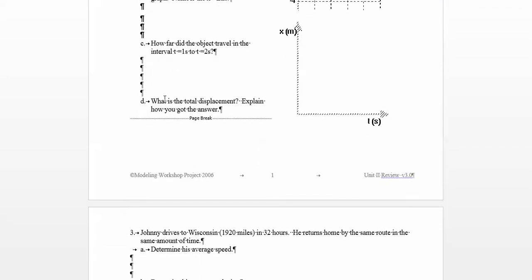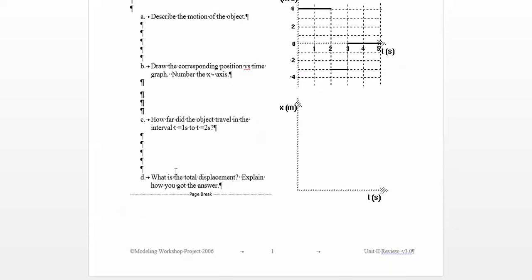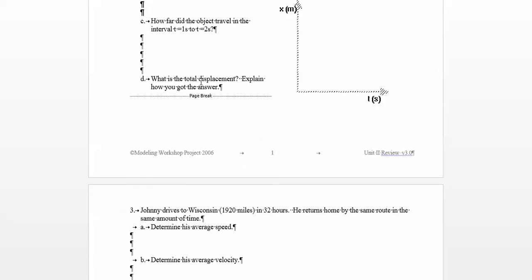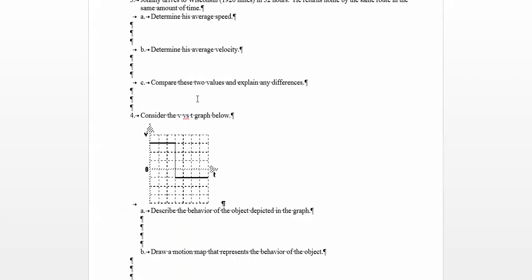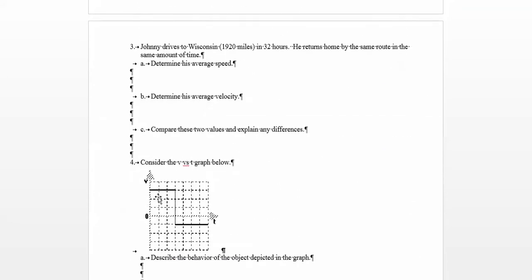What is the total displacement? Oh, so this is going to be a positive 8 meters here. I'm just counting the blocks. This is a minus 1, 2, 3. So 8 minus 3 is 5 meters for our total displacement. How far did the object travel from 1 second to 2 seconds? We already did that. The rest of these questions are just like the one you just saw. I do have a couple of velocity versus time graphs, and these are kind of like the ones you saw a second ago. So if you can get through and answer all these, including these right here, you definitely will not have any problems with this test.